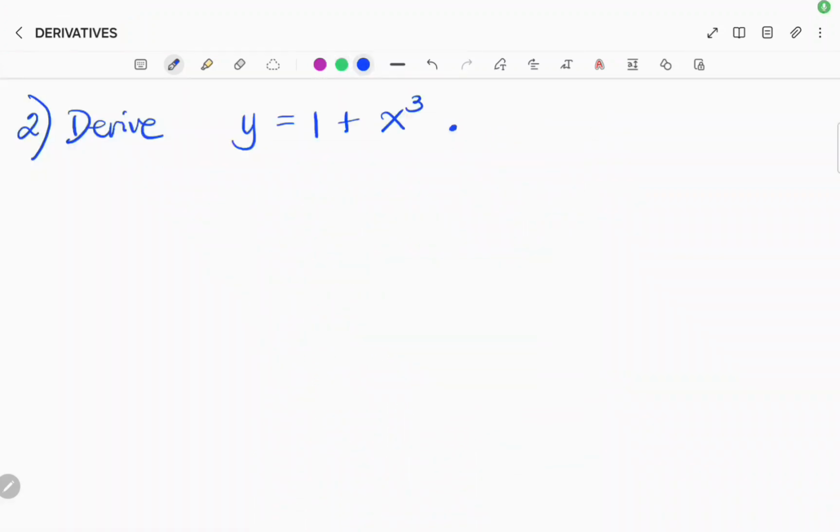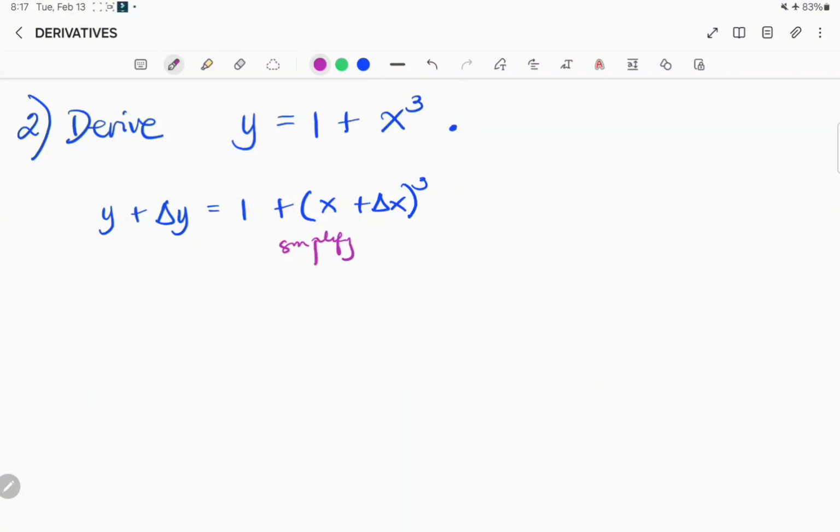Let's have the second example. So we have to derive y is equal to 1 plus x cubed. So we change y into y plus change of y, equal to 1 plus x will become x plus change of x, cubed. Then we simplify the right side.